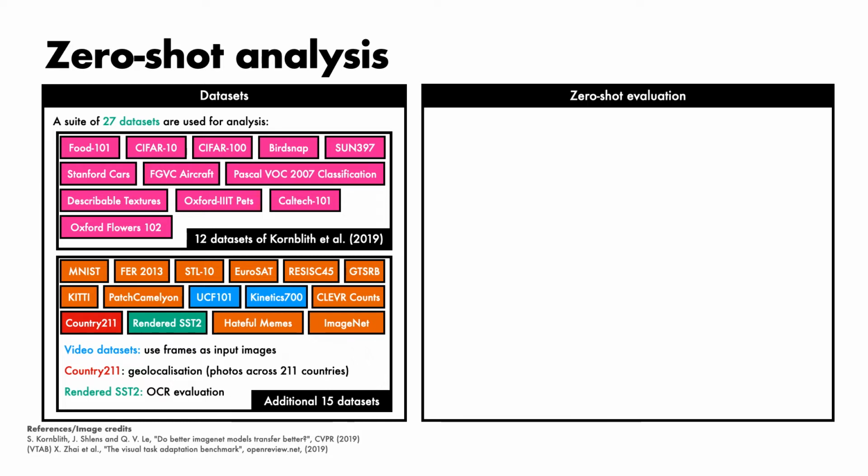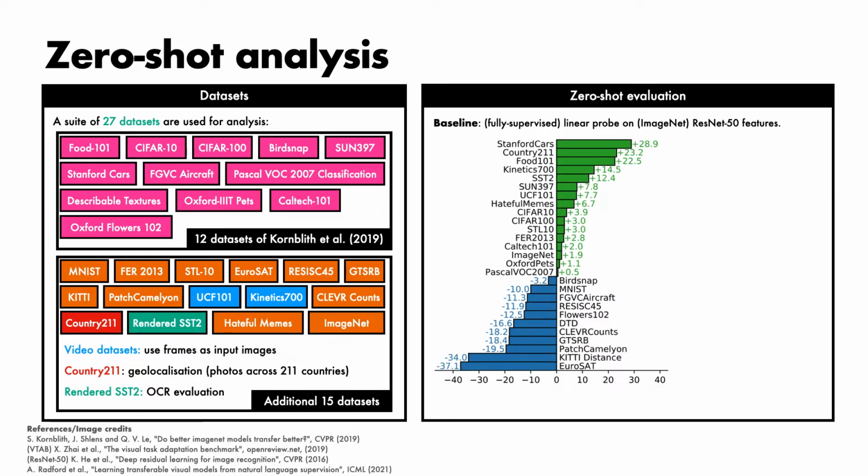To evaluate performance, zero-shot CLIP is compared to a baseline consisting of a fully supervised linear probe on ResNet 50 features extracted from a model trained on ImageNet. This comparison is conducted on all 27 datasets. Here, the x-axis indicates difference in percentage accuracy between zero-shot CLIP and the linear probe. Cases where CLIP does better are shown in green bars to the right, and cases where the probe is better are shown in blue bars to the left.